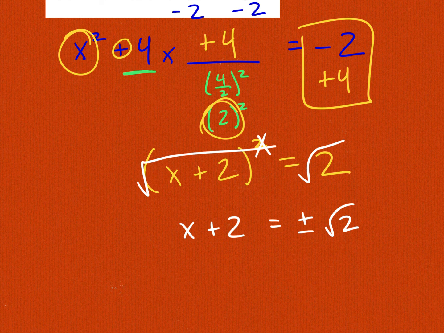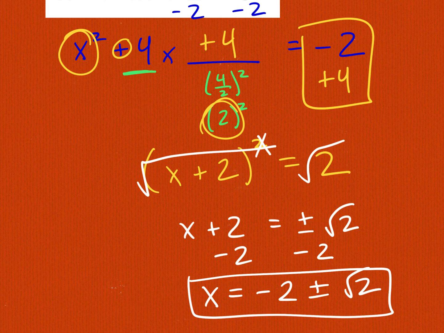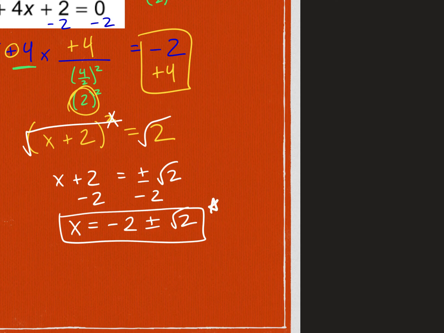What do I do next? Subtract 2. So I have x is equal to negative 2 plus or minus square root 2. That's the answer. So remember, we cannot combine these.